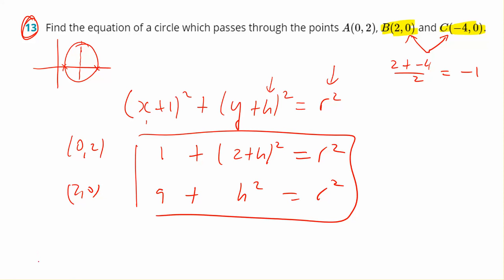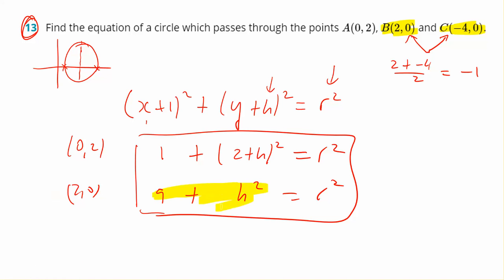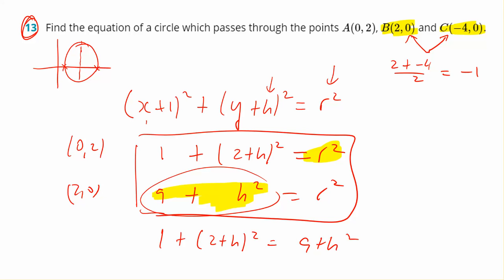Like the substitution method, because I know this is equal to r squared, I can sub that r squared for this expression here. So it's like letting r squared equals r squared. So 1 plus (2 plus h) squared equals 9 plus h squared. Let's solve it. I want to expand this, so that's 4 plus 4h plus h squared equals 9 plus h squared. Now I've got h squareds on both sides, so I cancel each one.